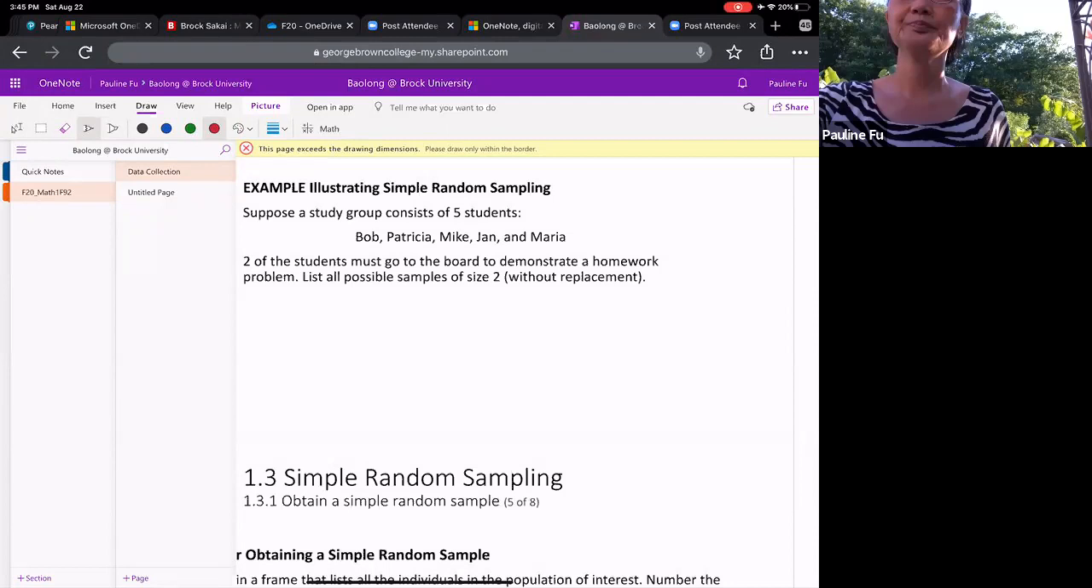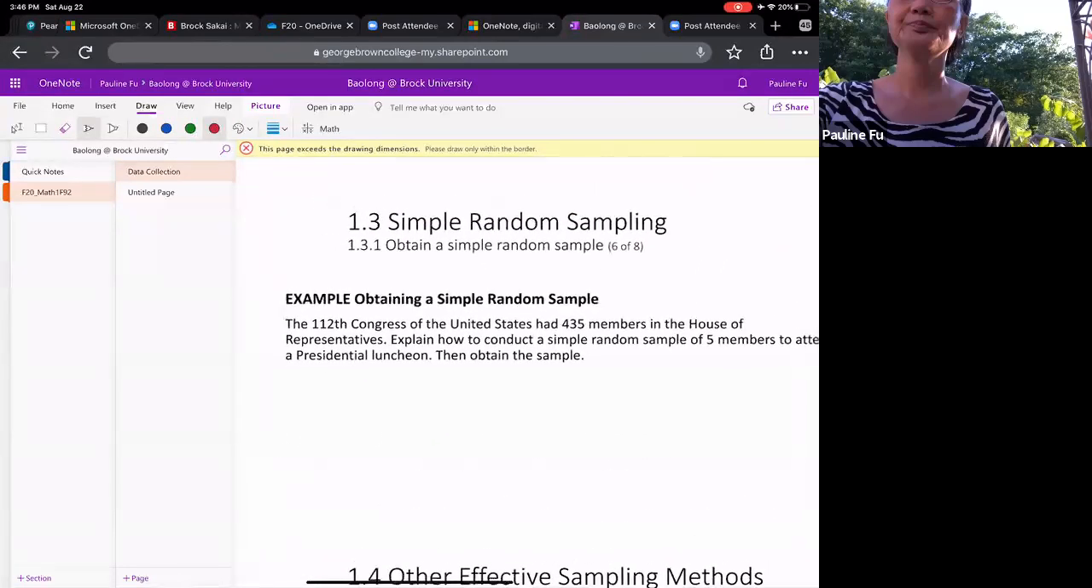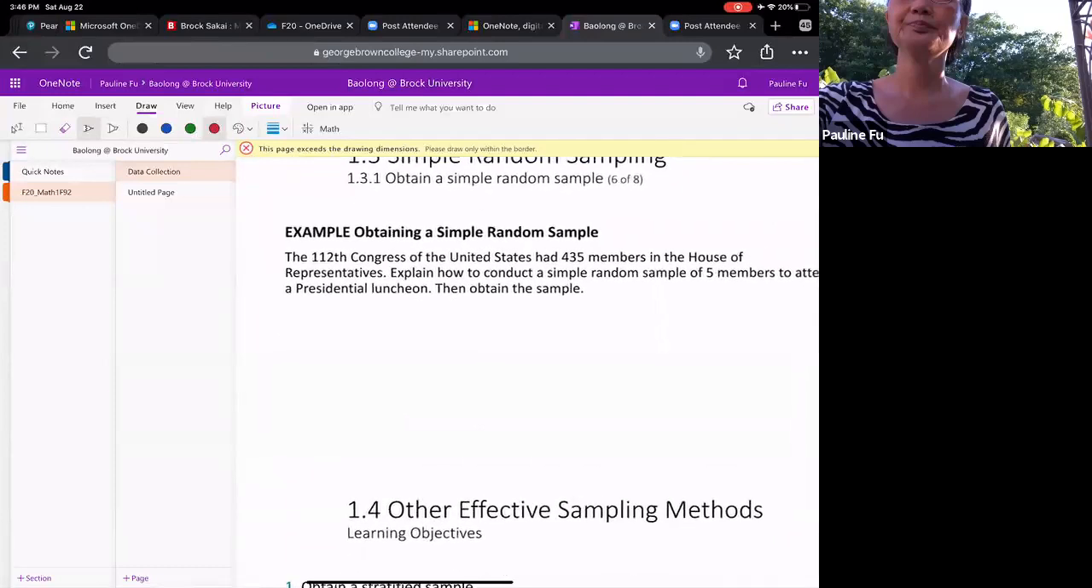Okay, so those are the possible samples of size 2. I repeat, in case you didn't catch it. So all possible samples of size 2: Bob, Patricia, Bob, Mike, Bob, Jane, Bob, Maria, Patricia, Mike, Patricia, Jane, Patricia, Maria, Mike, Jane, Mike, Maria, Jane, Maria. So that is the simple random sample. Okay.